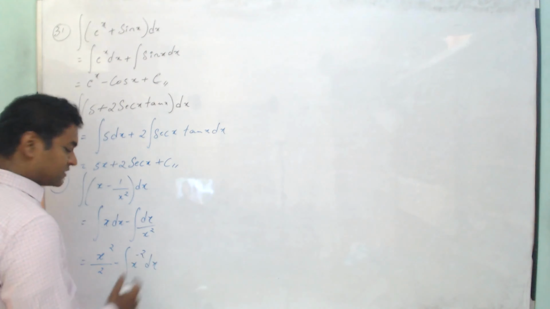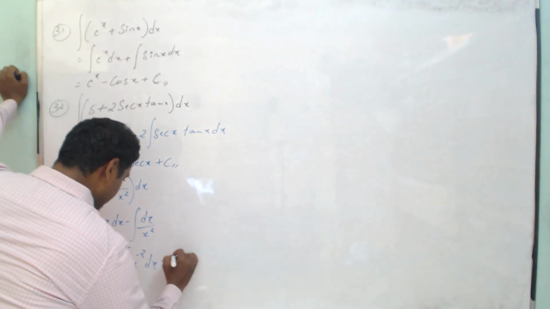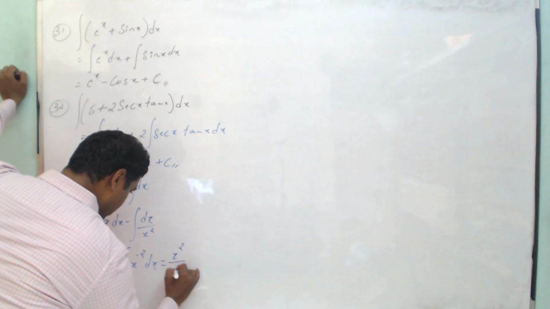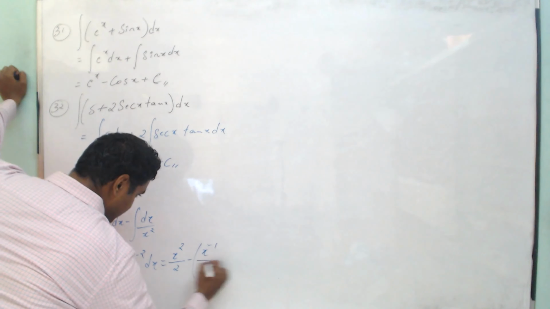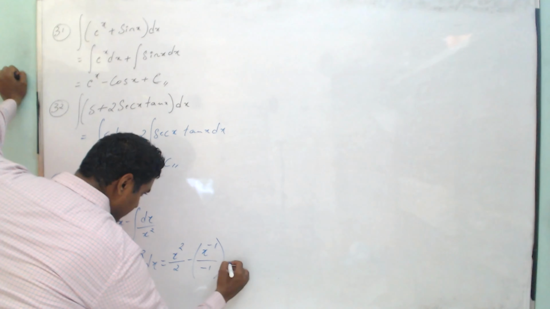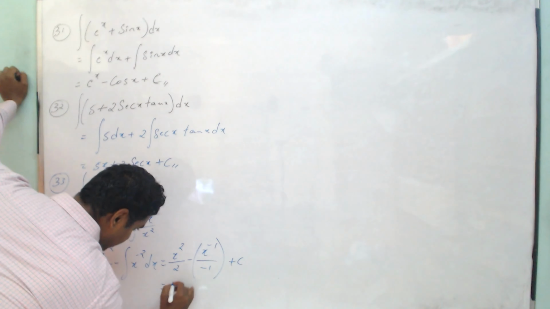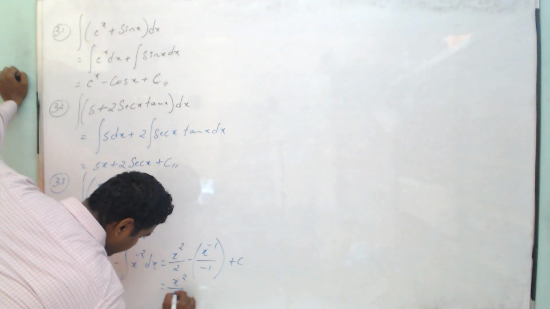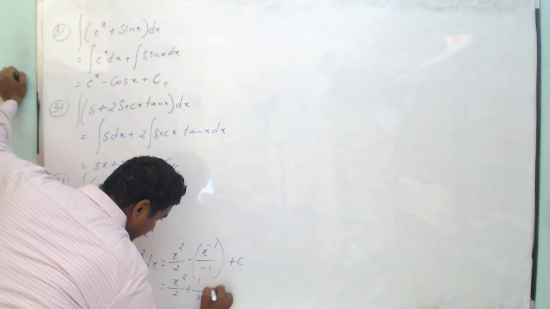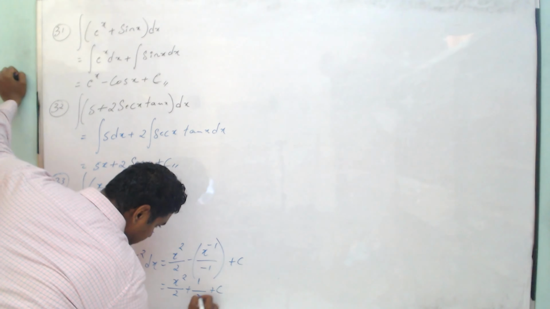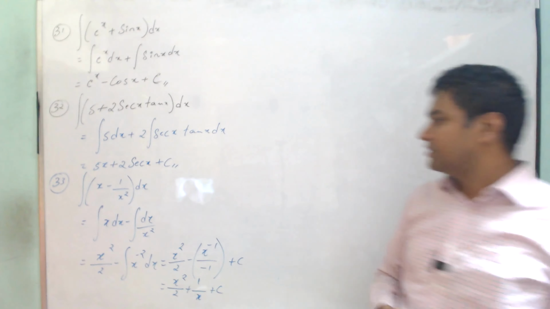So minus 2 plus 1 by minus 2 plus 1 aayega. So x square by 2 minus x to the power minus 2 plus 1 by minus 2 plus 1 plus c. So the final answer is x square by 2 plus 1 by x plus c. Is this clear? Yes.